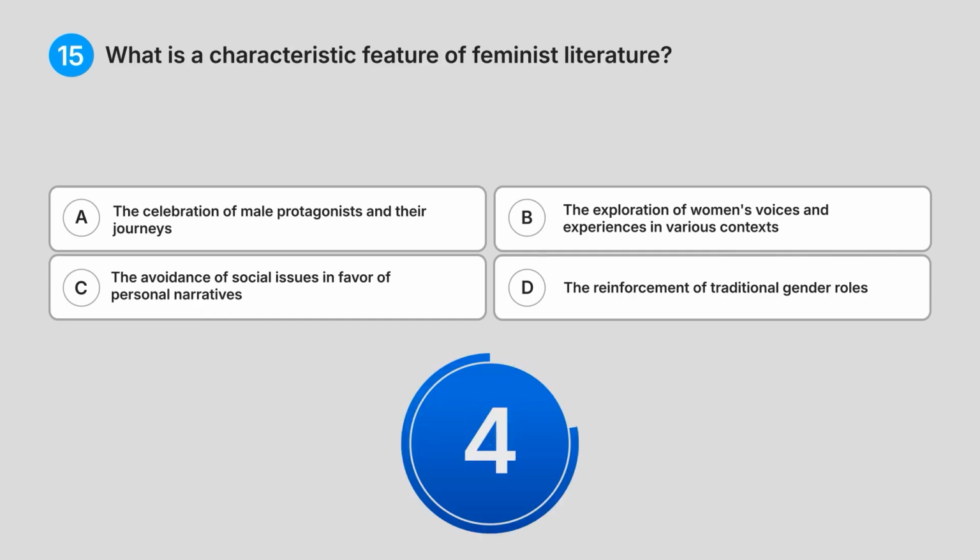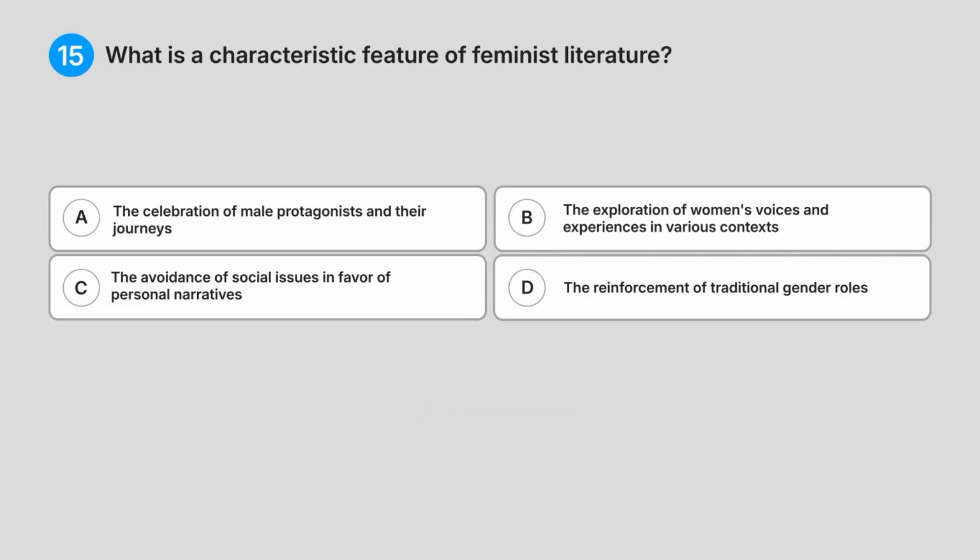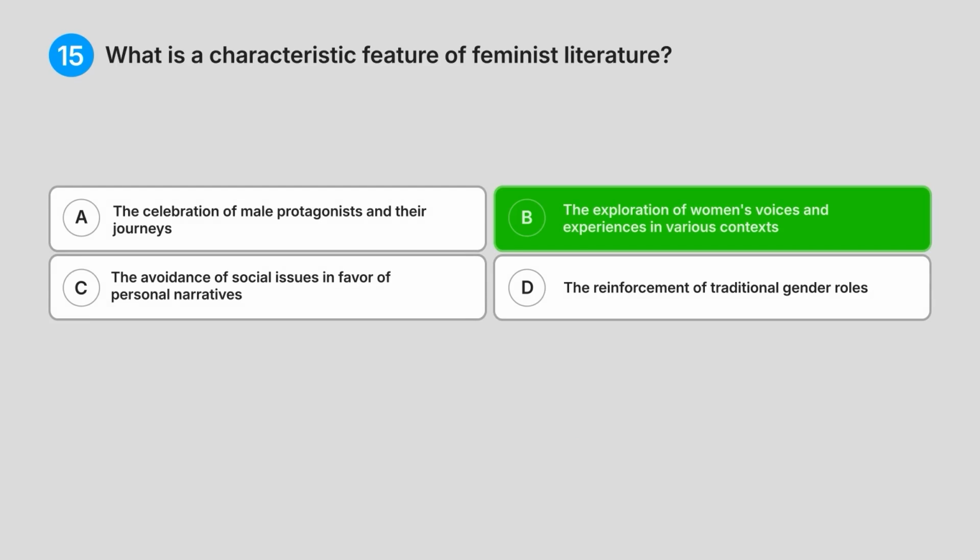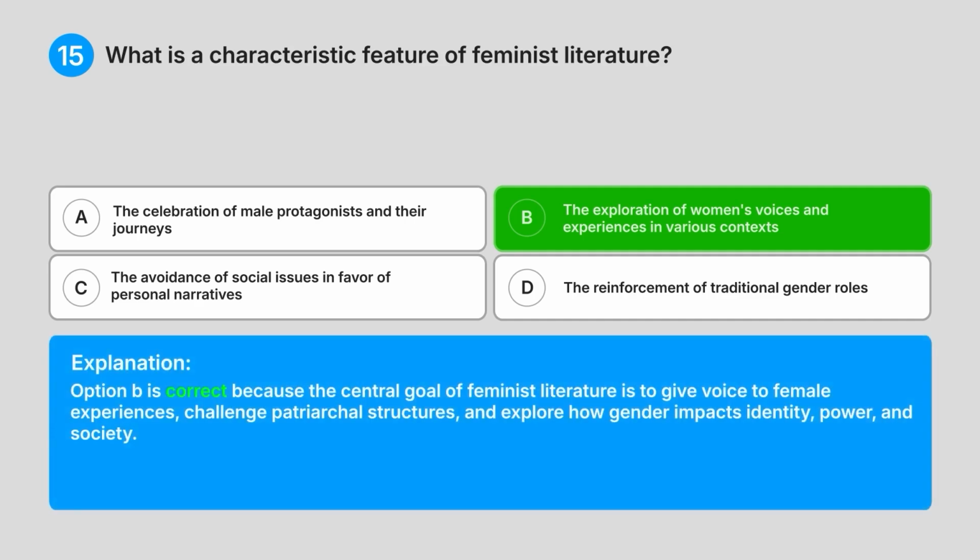Can you guess the answer? Correct answer, B. The exploration of women's voices and experiences in various contexts. Explanation: option B is correct because the central goal of feminist literature is to give voice to female experiences, challenge patriarchal structures, and explore how gender impacts identity, power, and society.